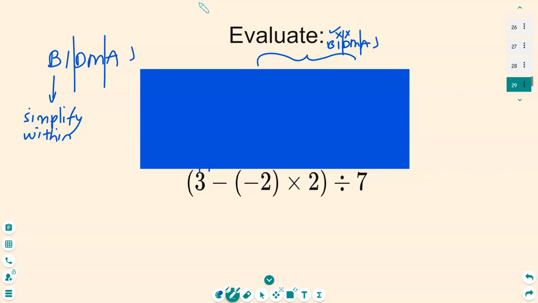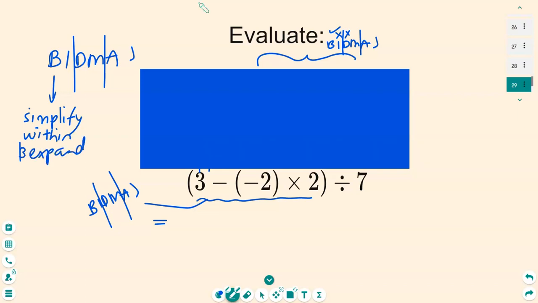Again, lots of operations here, but I use BIDMAS to keep me on track. So B, brackets, comes first. Let's simplify within these brackets as much as we can. Okay. Now, again, there's multiple operations inside this bracket. So I have to actually perform BIDMAS all over again inside the brackets. So the B part of BIDMAS means simplify within and expand the brackets. So let's expand these brackets. So what have we got? We're adding or subtracting integers, right?